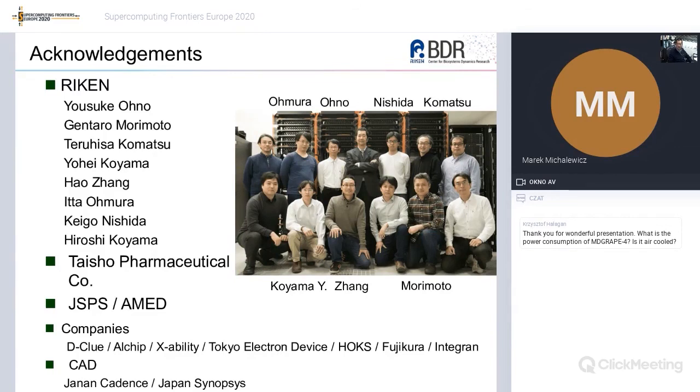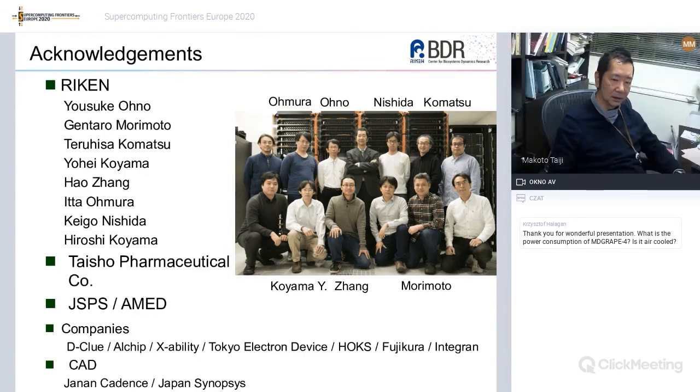What is the power consumption of MDGRAPE-4A, and is it air-cooled? Okay, good question, sorry, I forgot to include it. Power consumption is about 60 kilowatts for the total system. It is air-cooled currently. It corresponds to around 1.3 petaflops performance, so power is rather low.